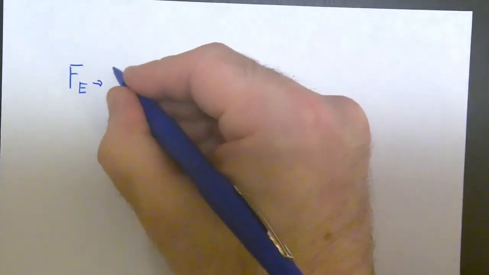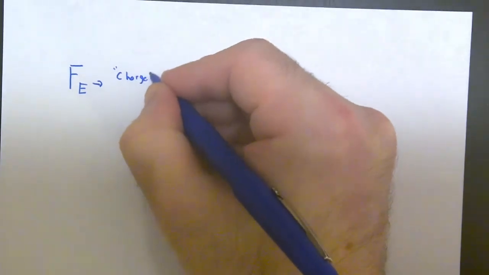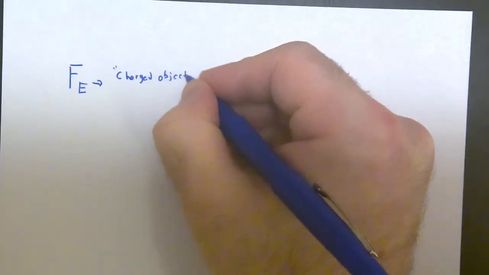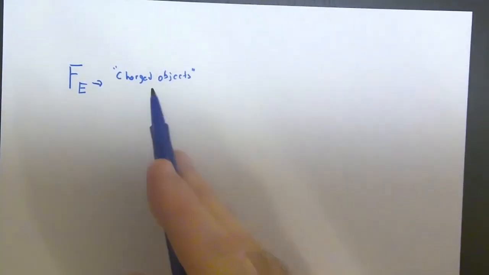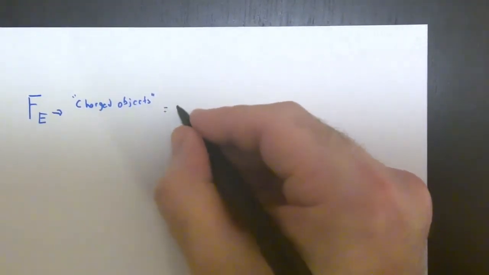I'm putting "charged objects" in quotes because you might remember, even though something's neutral, it will probably still attract because it has polar regions. We'll remind ourselves of that in a couple minutes. But yeah, so FE is the electric force. It is strong, not as strong as the strong nuclear force, but a lot stronger than gravity.